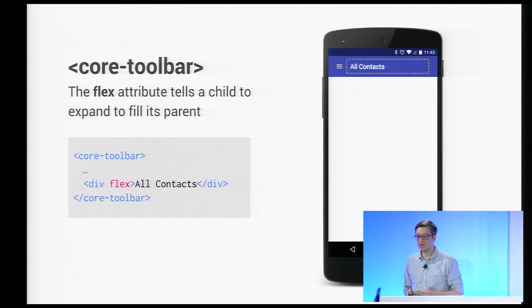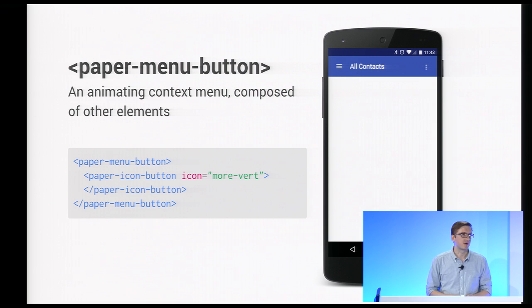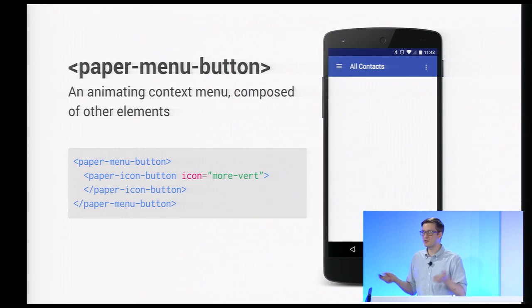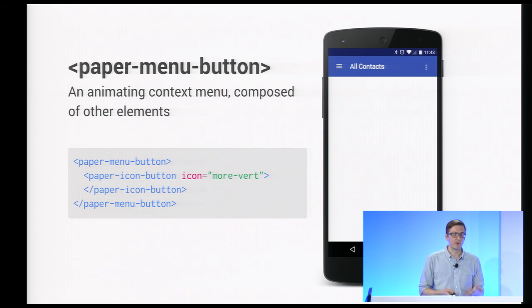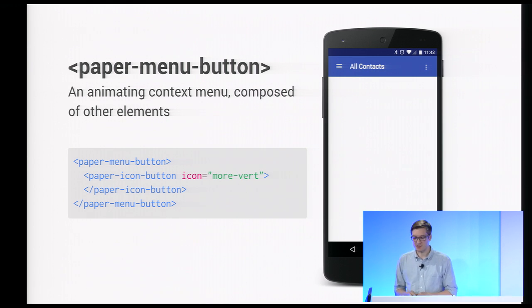And what I want to do here is actually add a little context menu so I can have things like settings and feedback. So to do that, I'm going to use another element called paper menu button. And the paper menu button is pretty interesting because by itself, it really doesn't do anything. Like, it's kind of useless. If you just put a paper menu button tag on the page, you get really nothing. It only really comes into its own when you start composing other elements inside of it. That's really how you unlock the potential of it.